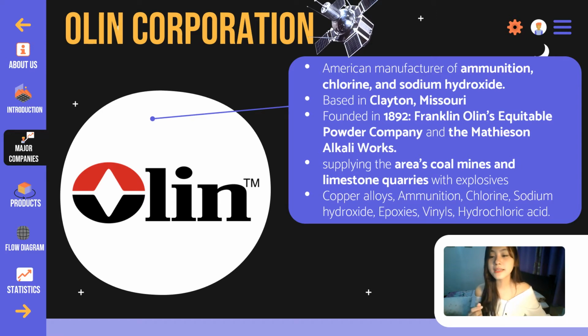Franklin Allen's Equitable Powder Company, and the Matheson Alkali Works. Henceforth, the company has been around for over 129 years. Allen created the company for the purpose of supplying the area's coal mines and limestone quarries with explosives. The main products that they offer involve copper alloys, ammunition, chlorine, sodium hydroxide, epoxies, vinyls, and hydrochloric acid.